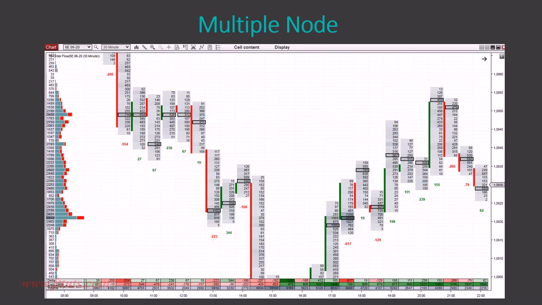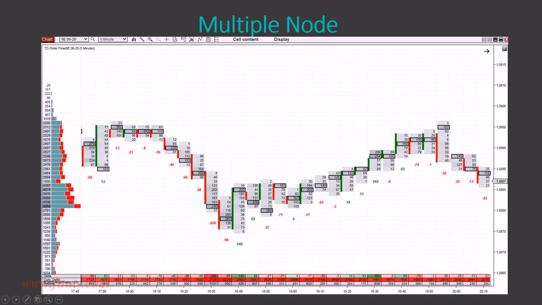Alright, so let's move on to the next example. This one is a 5-minute chart. Now I'm using the 6E futures quite a lot for the examples.